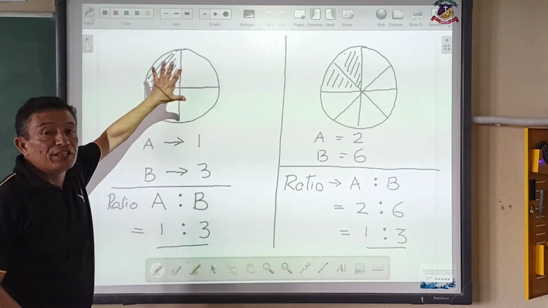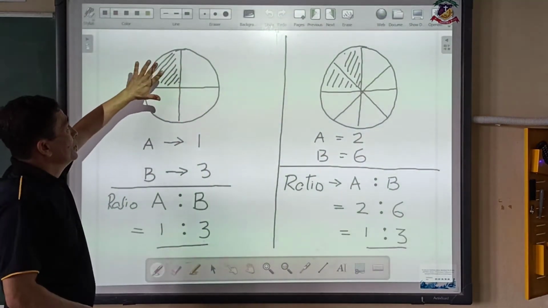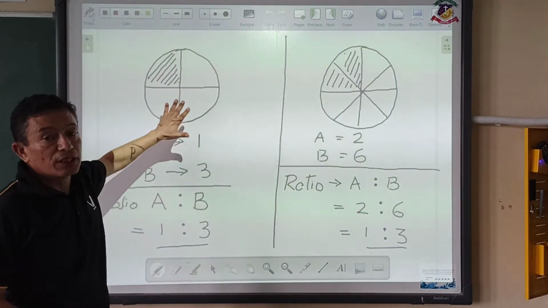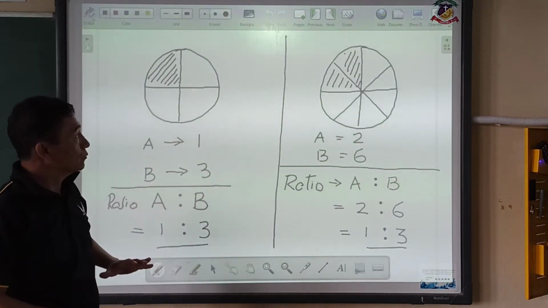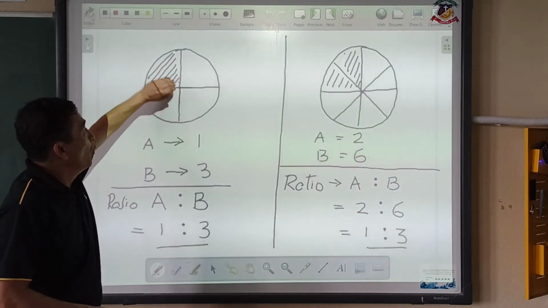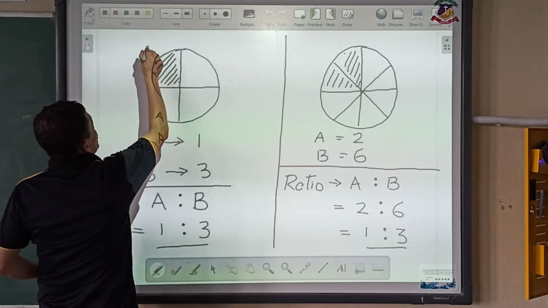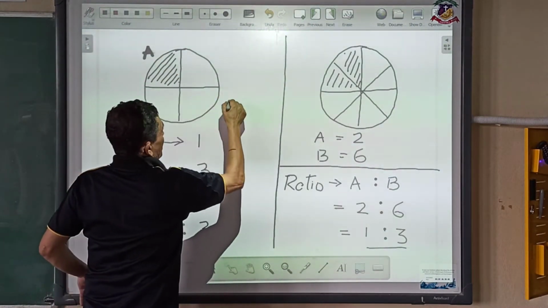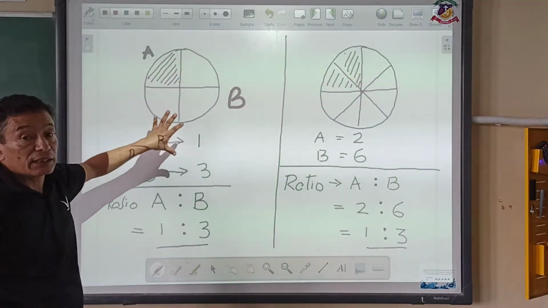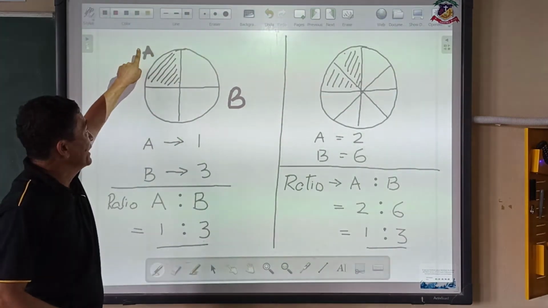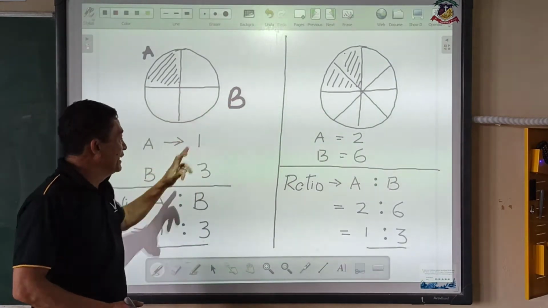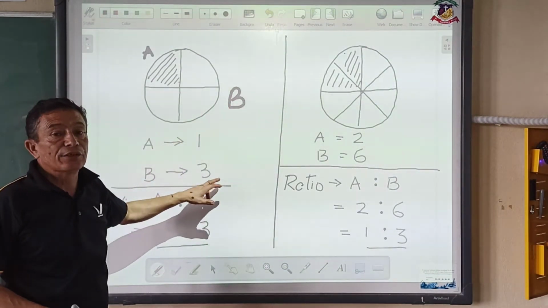Let's take this piece of cake. The shaded portion belongs to A and the unshaded portion, suppose, belongs to B. Now, if you look at the cake here, it is divided into 4 parts. One part belongs to A and the rest belongs to B. So, if I look at the number of parts A is getting, A is getting 1 part and B, on the other hand, is getting 3 parts.